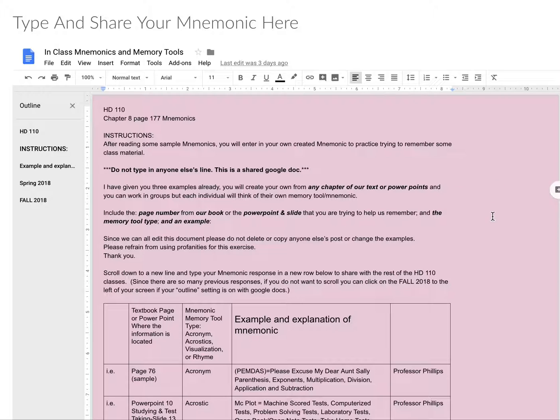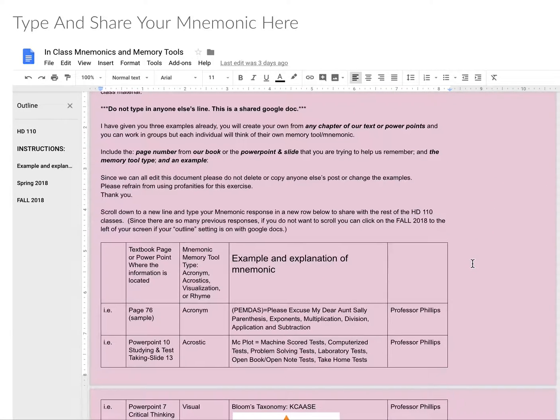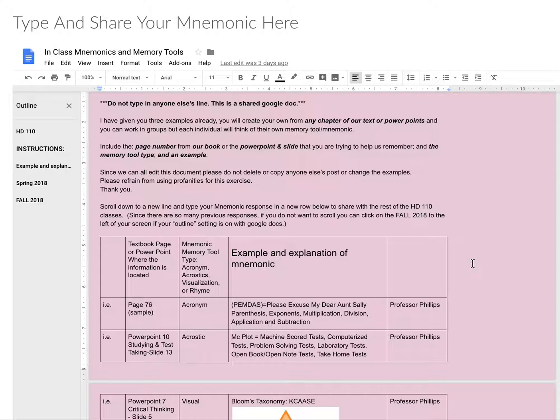So basically, the chapter has plenty of information that we need to remember. You're going to look at the chapter or any of our PowerPoints. You're going to choose the page number of our book or the PowerPoint slide that you're trying to remember information from. So something important, right? For example, these are page numbers from the last edition of the book, so they might not be entirely accurate. But the acronym PEMDAS, please excuse my dear Aunt Sally, stands for parentheses, exponents, multiplication, division, addition, and subtraction. So we all know that from math, right?